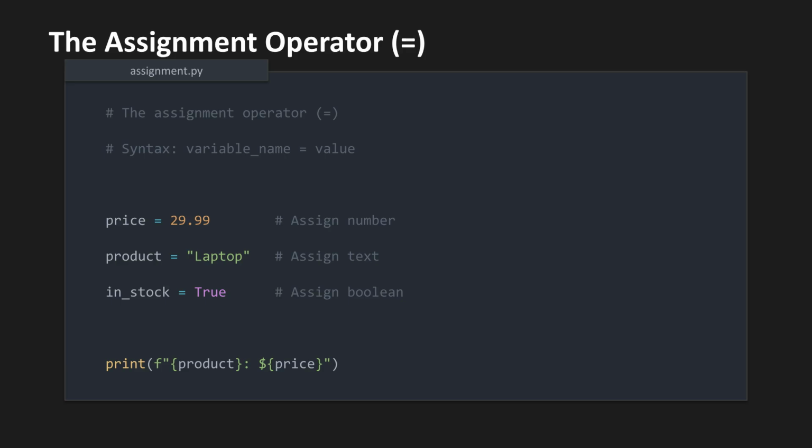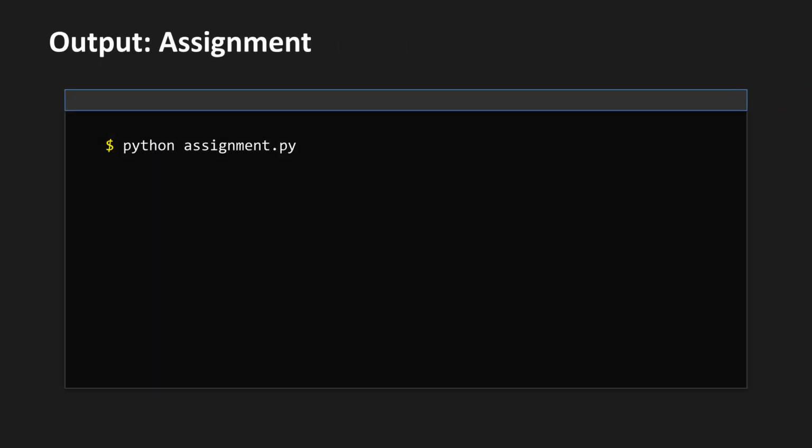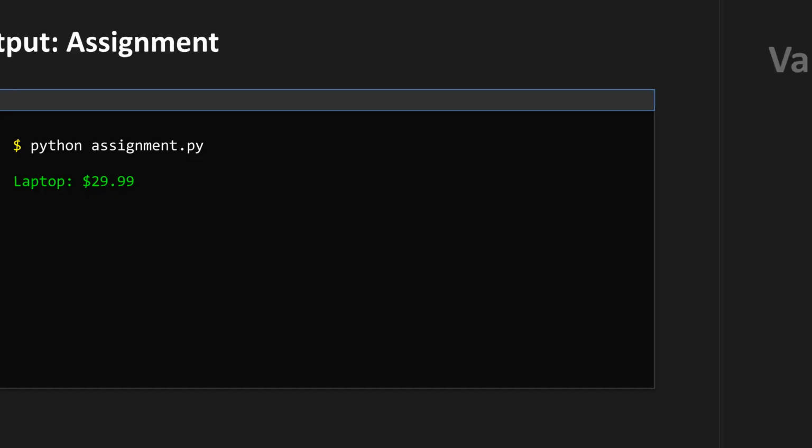We can assign different data types, like numbers, strings, and booleans, to variables. When this assignment script is executed, it uses an f-string to output the product name and its price, referencing the variables we assigned earlier.